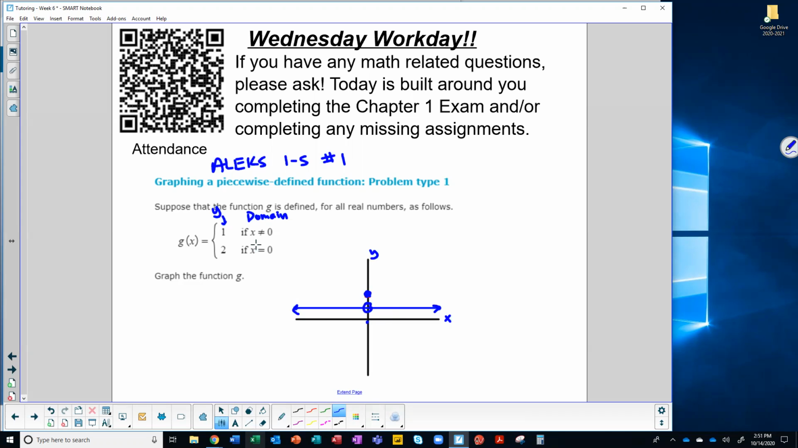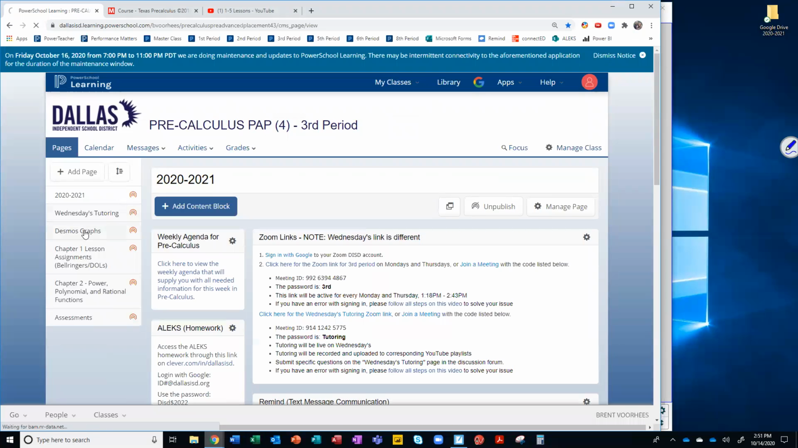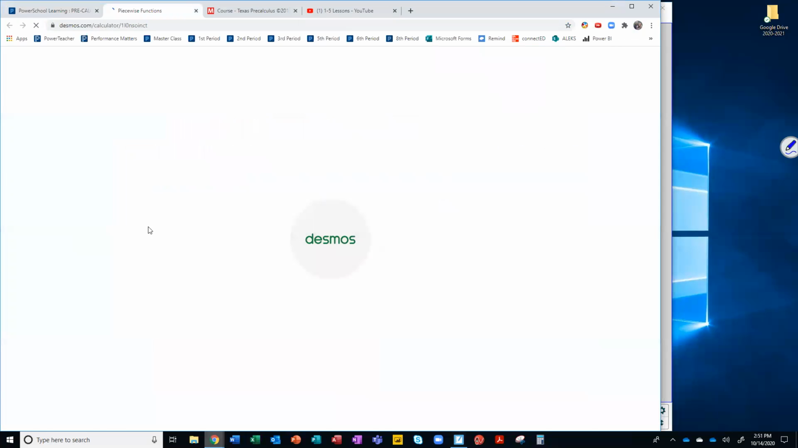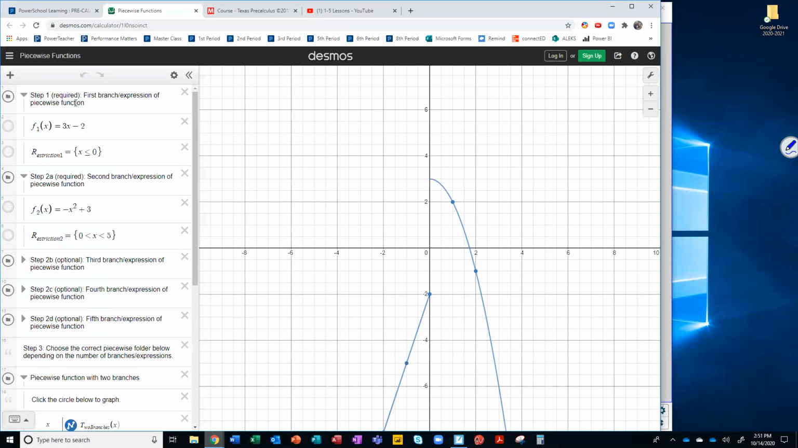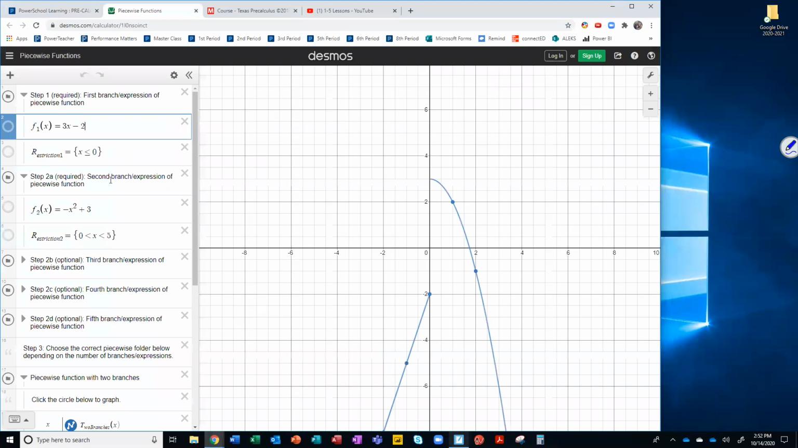Now, if you want help with this, I have created a piecewise defined function. If you go over to your class period here, this class is third period, I would go to Desmos, and you can choose piecewise function. If you click this link, you could type it in, and the way it's set up is you type in each equation. So this is saying the first branch, and so what we'd be looking at is the 1 when x does not equal 0. So I'd put 1 here when x does not equal 0.